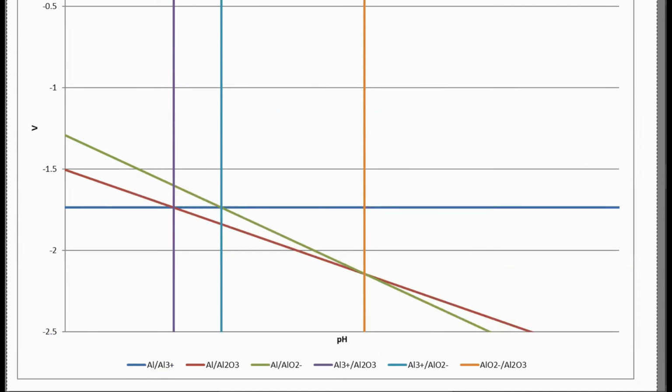I'll just rewrite this so it looks better. We have Al3+, Al2O3, Al3+, AlO2 minus, and Al2O3, and AlO2 minus. Meanwhile, at the bottom, this is Al and Al3+. This is Al and Al2O3. And our green line is Al and AlO2 minus.